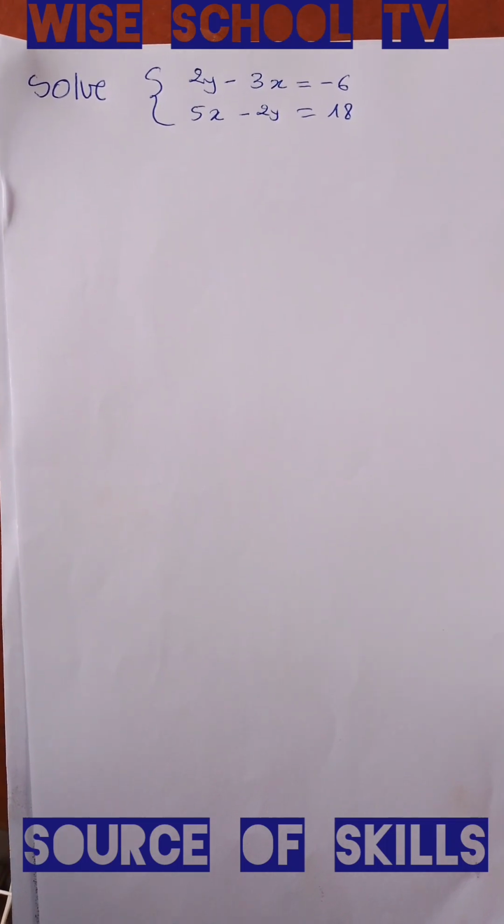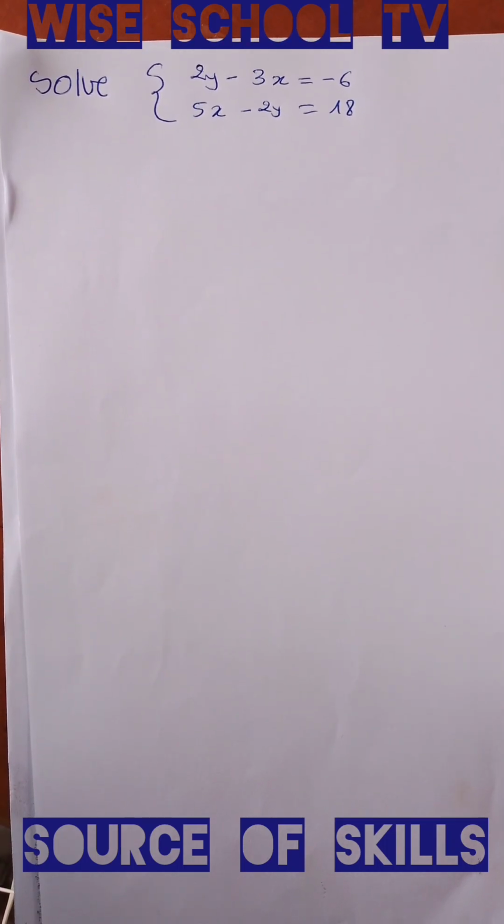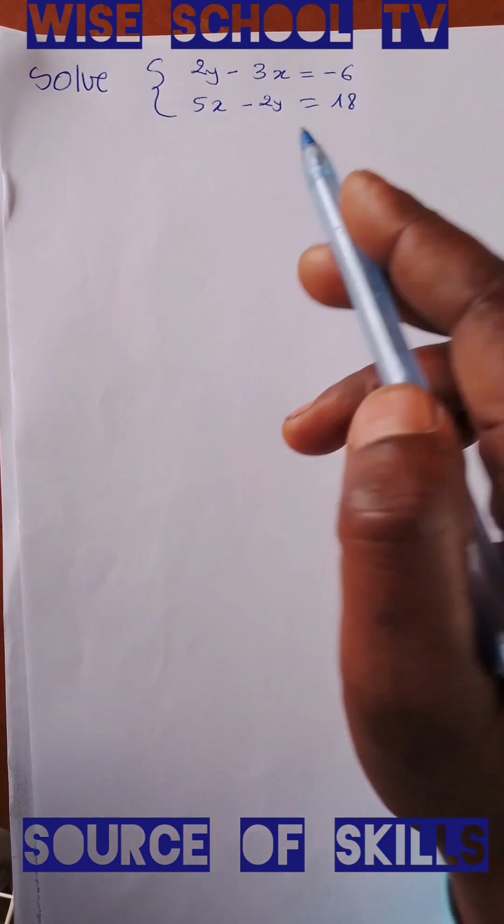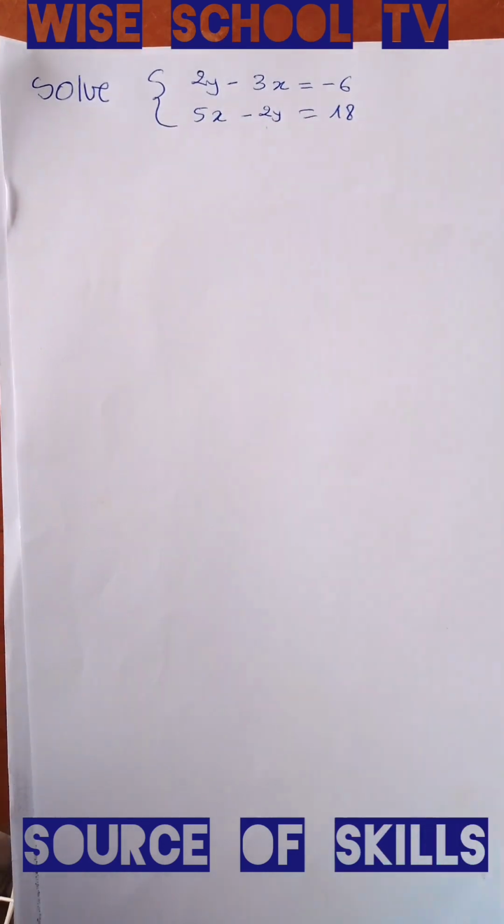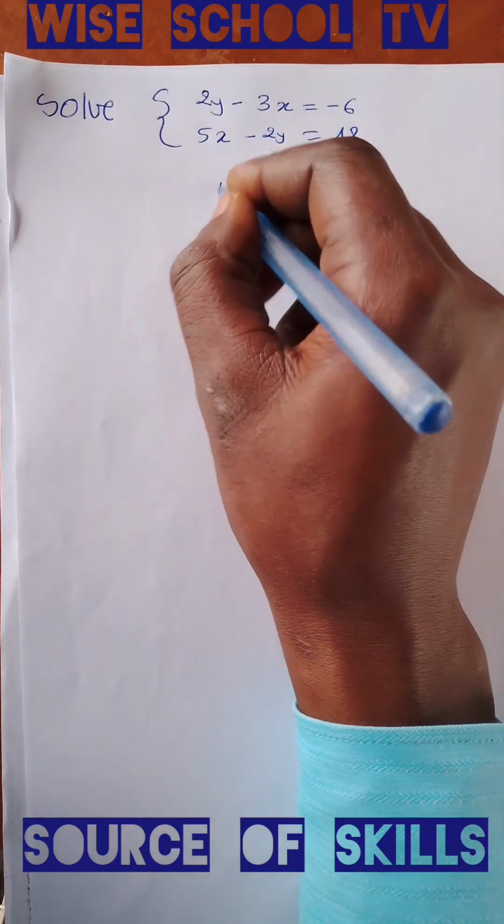The equations are 2y minus x equals minus 6, and 5x minus 2y equals 18. So let's find the answer for that.